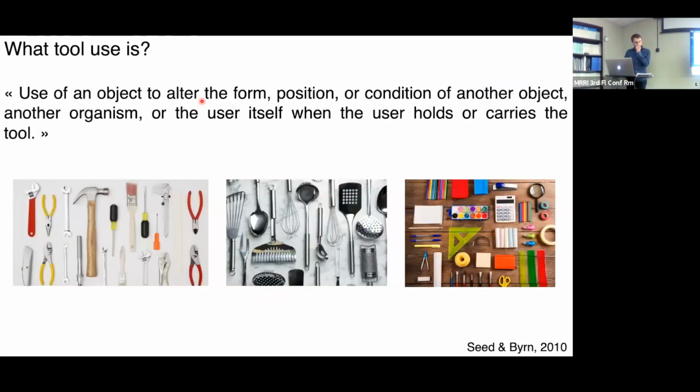Another thing that I'd like to define before talking a little bit about neuroanatomy is, what is tool use? Because when I tell friends, family, or colleagues that I'm working on tool use, they always ask, what is a tool? I think this definition, which comes from people working on animal tool use, fits pretty well with what might be considered as a tool. A tool is the use of an object to alter the form, position, or condition of another object, another organism, or the user itself when the user holds or carries the tool. That might then be a lot of objects, and that's what I've represented here with lots of objects that you are probably using on a daily basis.